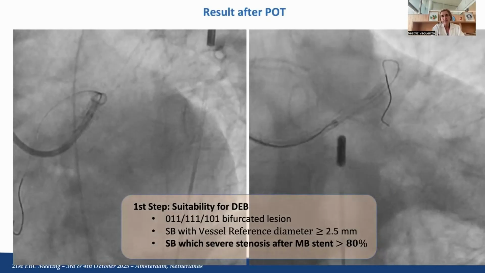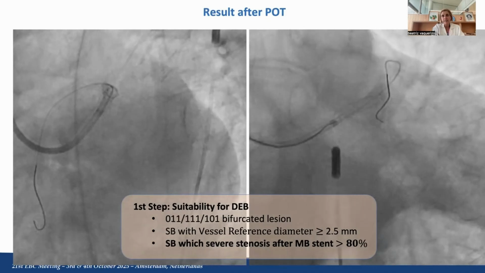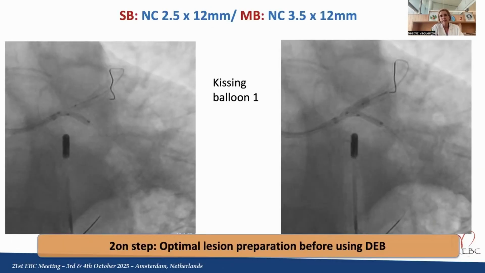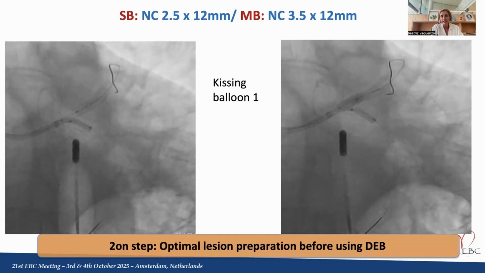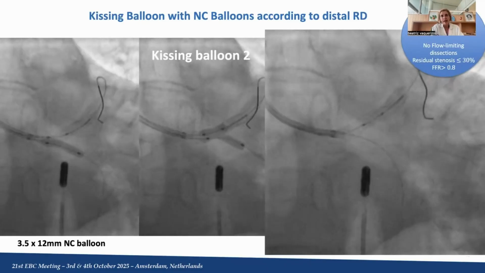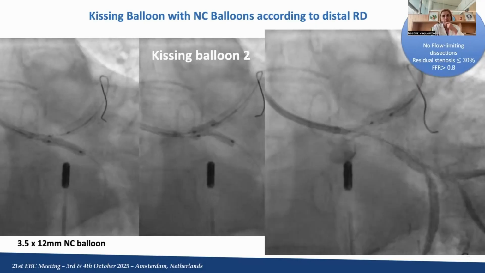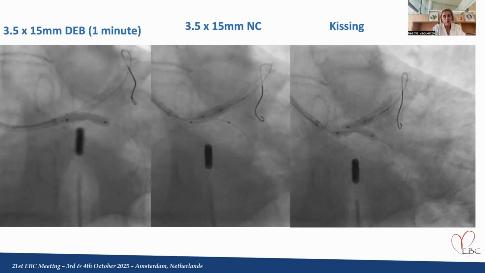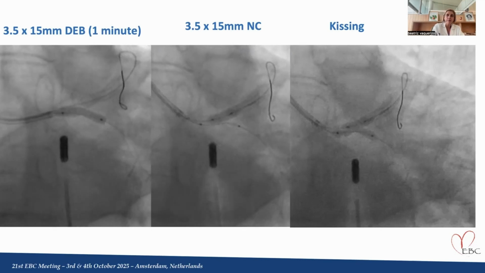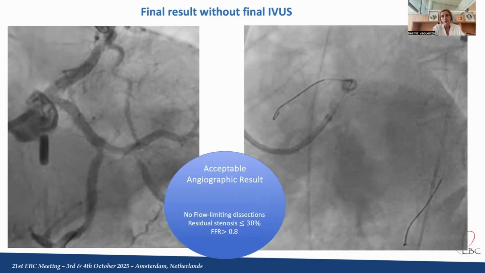And this is the final result after POT. So we see that there was a severe stenosis at the left circumflex. In that case, we wanted to do a kissing balloon and we prepared to do a drug-eluting balloon for the left circumflex. So we did the first kissing balloon with a small balloon in the side branch, a shorter one, and then we used a longer and bigger balloon to prepare the vessel for the drug-eluting balloon. And here you can see the drug-eluting balloon, inflation 1 minute at least, and then a non-compliant balloon in the main vessel, and then finally kissing balloon. And you can see here the final result.